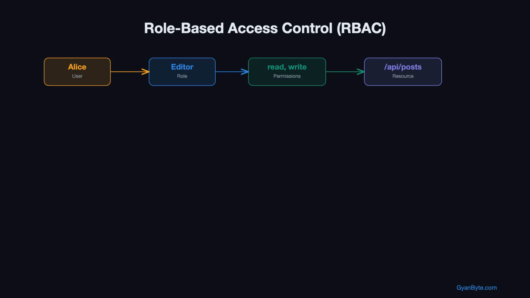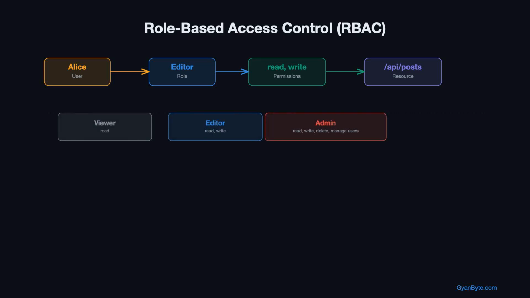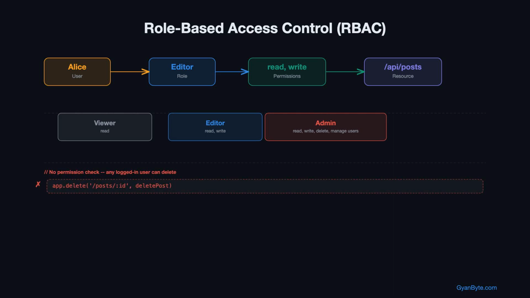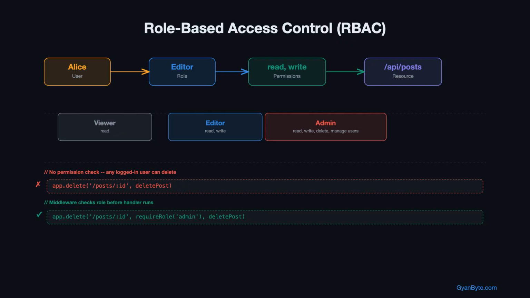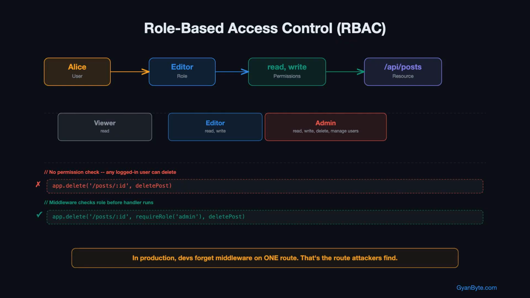The role. 3 roles. Viewer reads, editor reads and writes, admin does everything. The check lives in middleware, one function, that runs before your handler. Every time in production, teams add a new route and forget the middleware. That one unprotected route is the one attackers find.